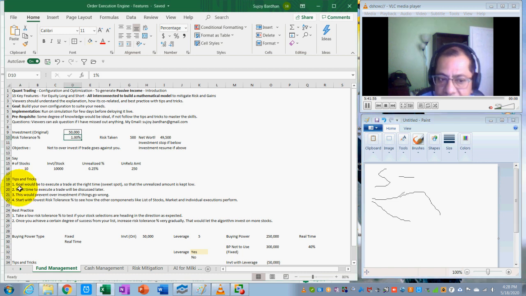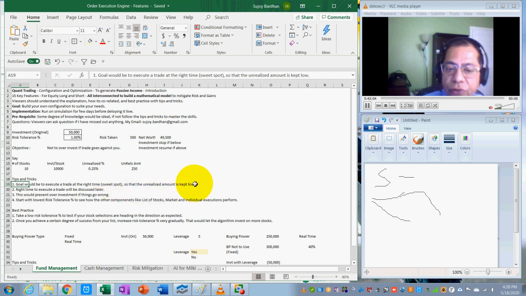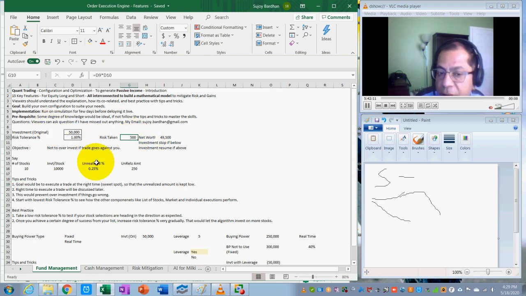The goal is obviously to execute a trade at the right time, which we call a sweet spot, so that the unrealized amount is kept low. Say for example, here I'm willing to take up to $500 risk. If because of the performance of these stocks my unrealized amount is only $200, then I'm fine. I'm in a controlled zone of my risk.